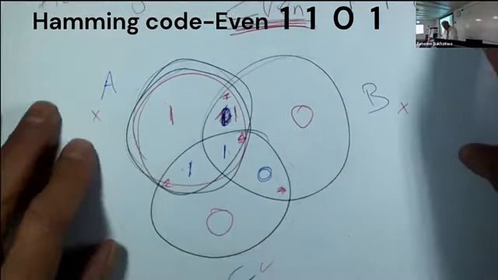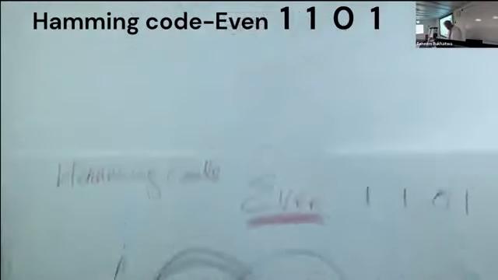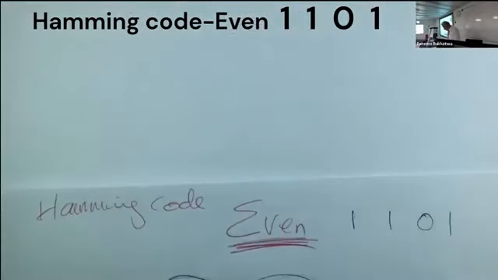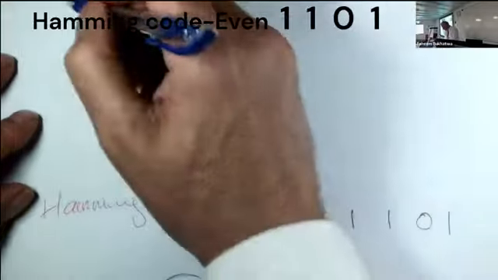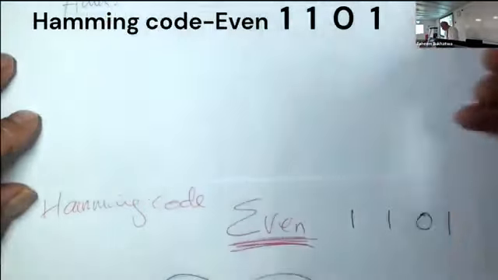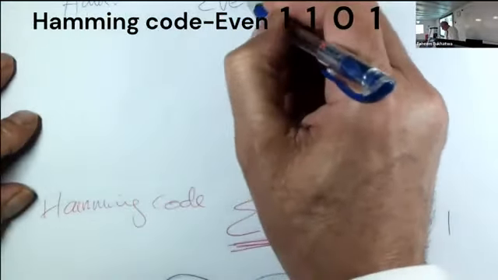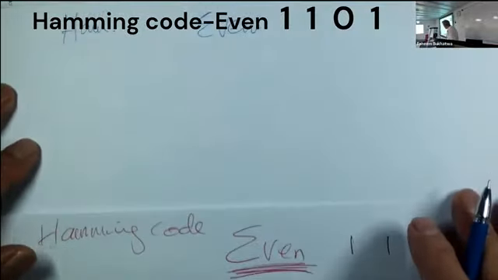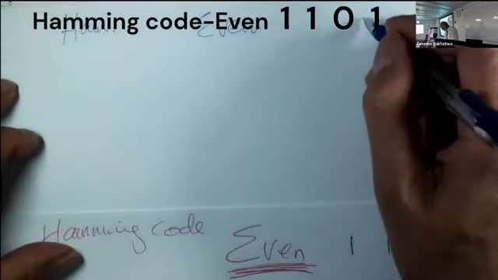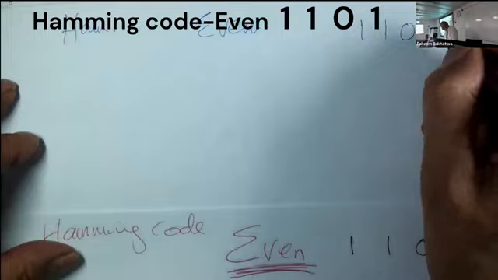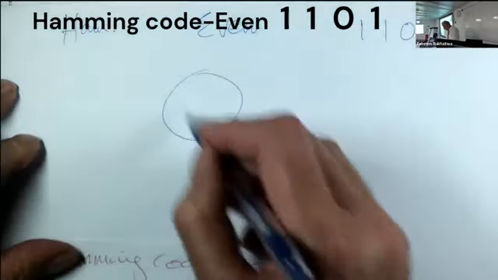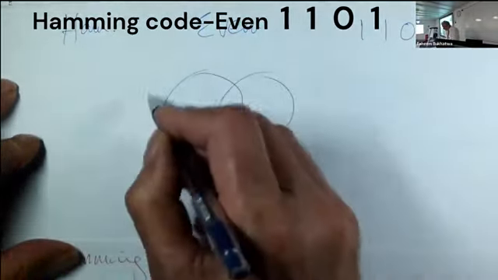All right? Well, which is good and easy to do. So I'm going to do it one more time with an error. Same thing, Hamming code, and using an even parity. And we're sending the same data, 1101. And there are 3 groups, A, B, and C.